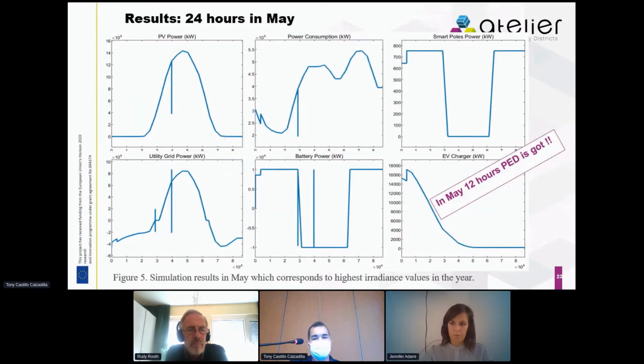So in May, on the other side, we got positivity because we were able, as you can see here, the battery system is getting energy during 12 hours because there are a lot of surpluses when you take into consideration power consumption and PV system generation.